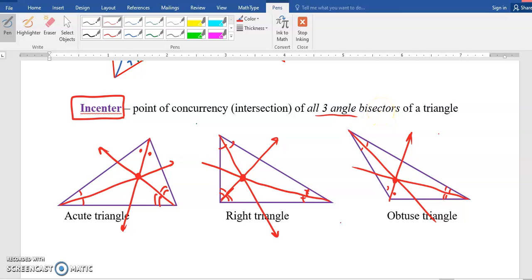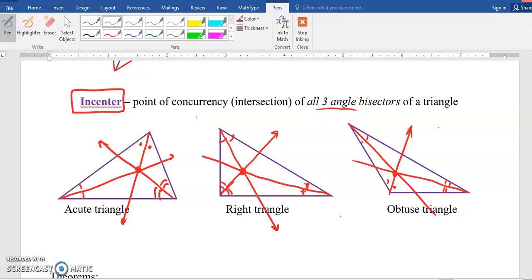Now it has a special property. It is equidistant from the sides of the triangle. I'm going to do it in green. So if I drop down this perpendicular, if I do this perpendicular, and if this was constructed all nicely, those 3 green segments are all the same length. Okay, it's the same distance. Distance from a point to a line has to be perpendicular. That guy, if that's perpendicular, and if that's perpendicular, those are the ones that are the same length, equidistant from the sides.